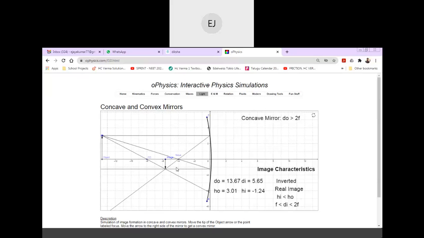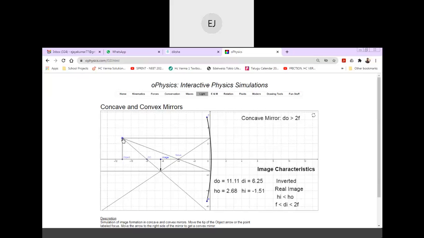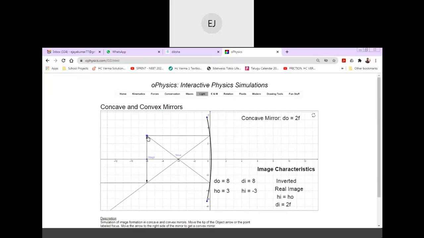So that's why we get a real image, an inverted image, and a diminished image. If you keep the object beyond the center of curvature, this is the nature of the image. And if I keep my object at the center of curvature, what is happening? The image is inverted. The image is formed at the center of curvature only. The image is the same size as the object, and the image is real.